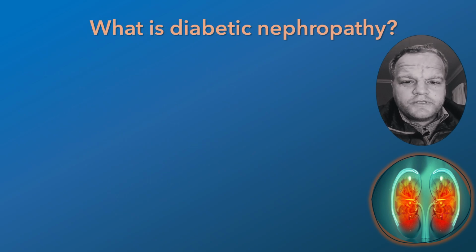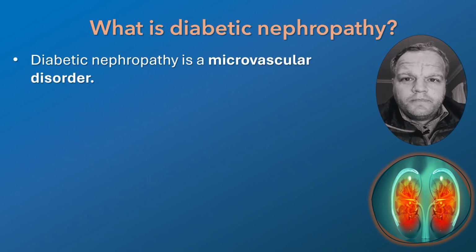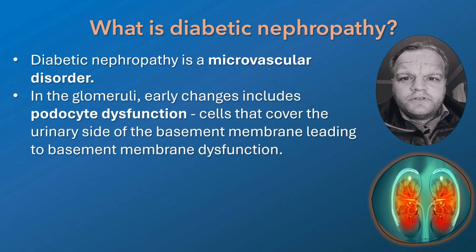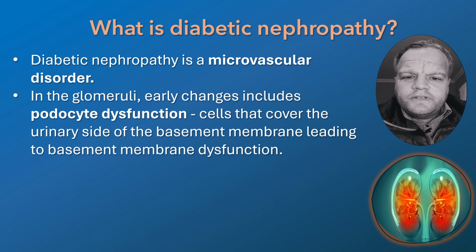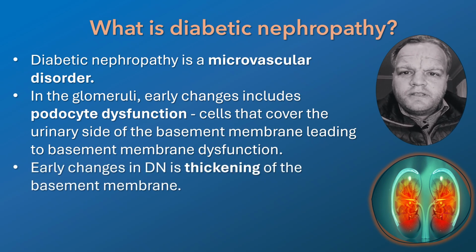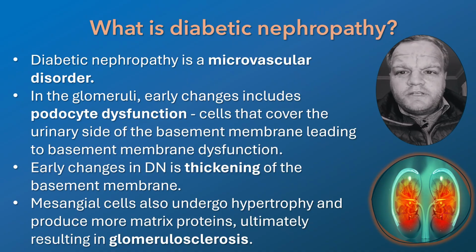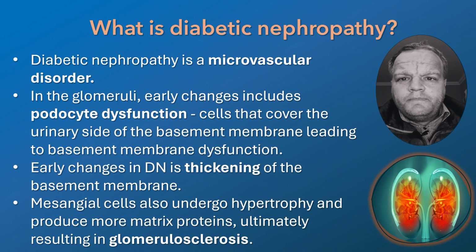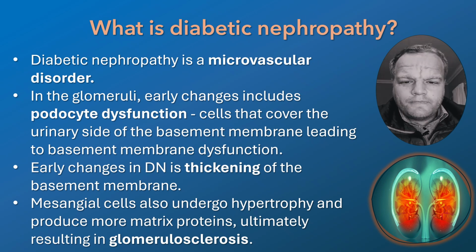This brings us to the next question. What is diabetic nephropathy? Diabetic nephropathy is a microvascular disorder having a similar pathophysiology as retinopathy and the neuropathies. In the glomeruli, early changes include podocyte dysfunction. These are the cells that cover the basement membrane, leading to basement membrane dysfunction. Early changes in diabetic nephropathy include thickening of this basement membrane. Mesangial cells also undergo hypertrophy and produce more matrix proteins, ultimately resulting in glomerulosclerosis.